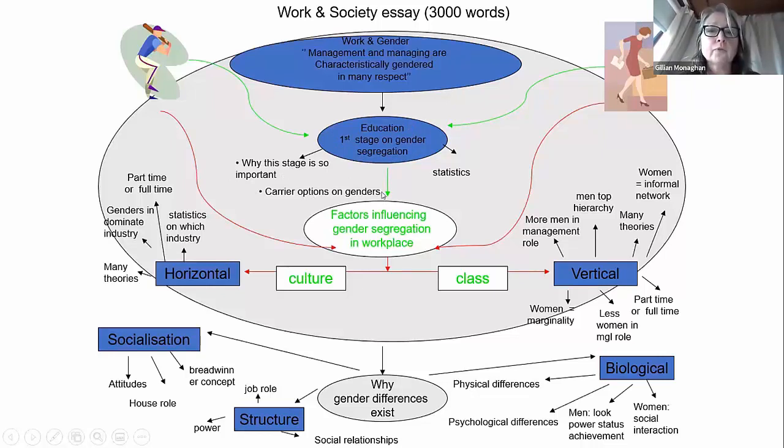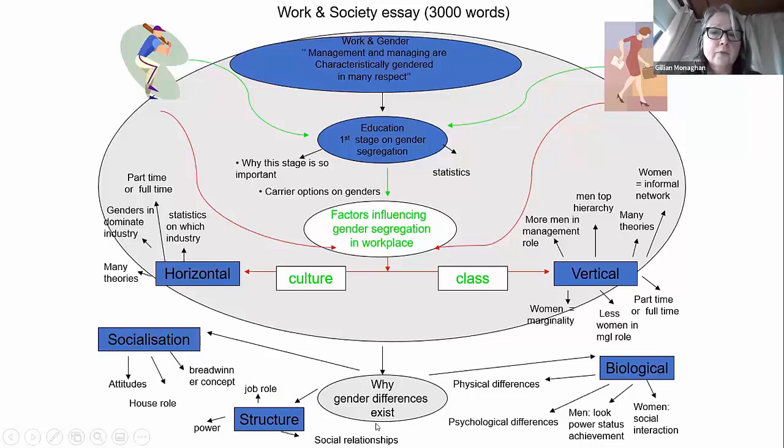Career options on gender, statistics, factors influencing gender segregation in the workplace. So horizontal structures, vertical structures, men at the top of the hierarchy, more men in management roles. There are many theories about that. Women equal informal networks, perhaps more so than formal networks. Part-time work, full-time work.